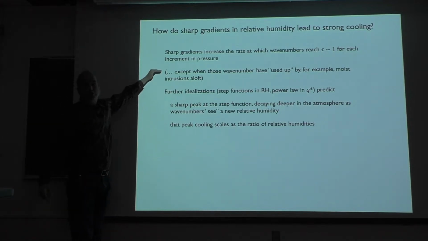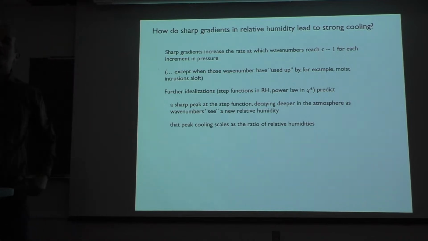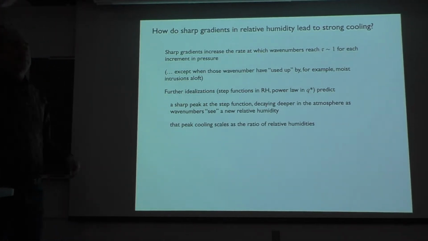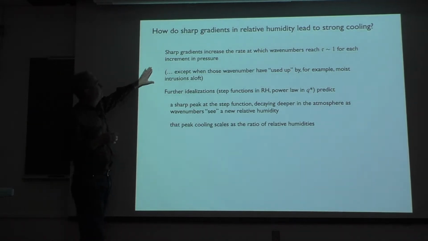Some things to which I would refer you, which are in the paper. One is that you saw these filaments of cooling coming down. Those corresponded to moist intrusions, so relatively high concentrations of water vapor relatively high in the atmosphere, which essentially used up some amount of those wave numbers. So that's sort of interesting.